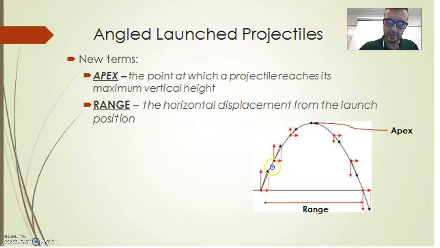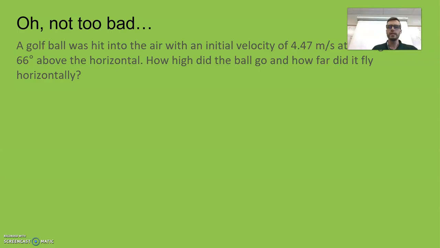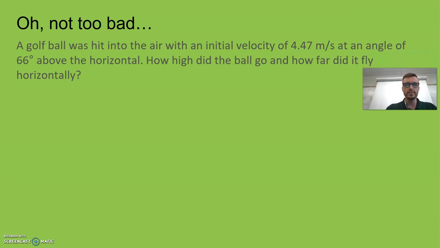Angled projectiles are defined as projectiles that are launched not straight off of a roof, but up at some crazy angle. A couple of points you want to be aware of is the very tippy top. We call it the apex. And oftentimes they'll refer to how far horizontally you travel as the range. So let's look at a quick example of one of these.